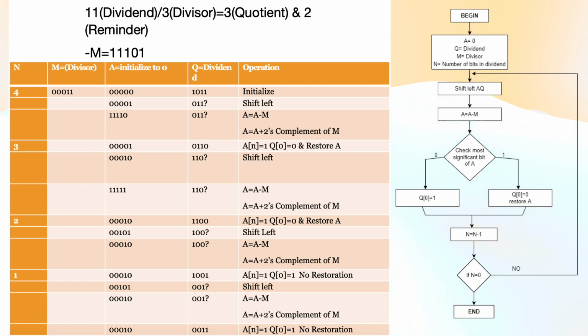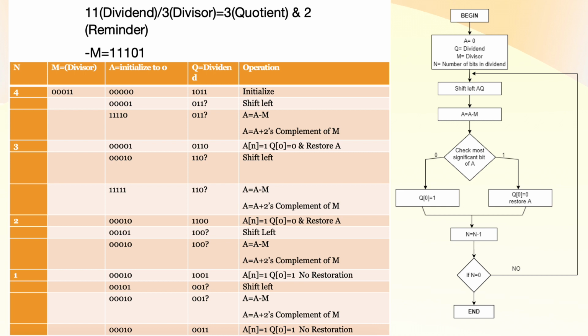We again perform the left shift operation, and then after that A = A - M. Now again the most significant digit of A is 0, so we just need to set the value of Q0 to 1, and here also no restoration is needed. So we'll again decrement the value of n from 1 to 0, and when the value of n is equal to 0, we need to stop this algorithm.